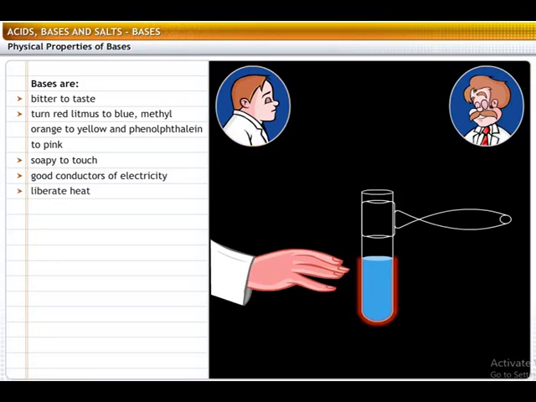Ouch! It's hot. When bases are diluted with water, they give out heat. Let's look at this experiment.